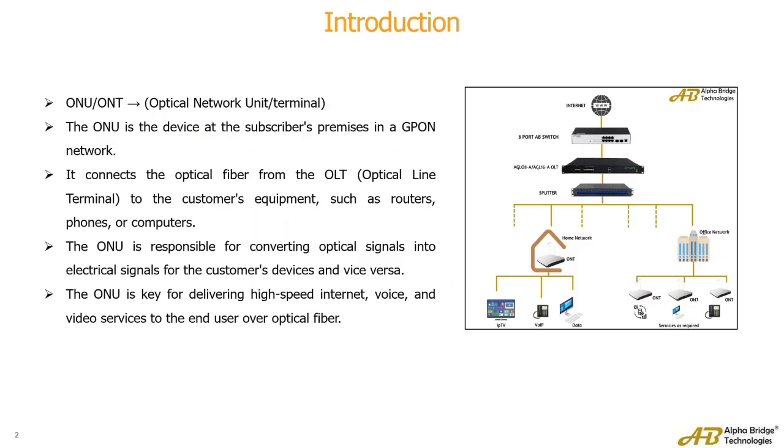The full form of ONU is Optical Network Unit, or it can also be called Optical Network Terminal. It is a device used at the customer or subscriber premises in the network. ONU will be connected with optical fiber from the OLT and connects the customer equipment like phone, router, etc. It converts the optical signals to electrical signals and vice versa. ONU delivers high-speed internet, voice services and video services for the end users over the optical fibers.